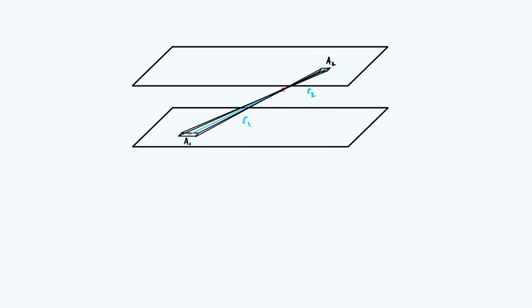So we should make a note of that. That's going to be a key point in our argument. Let's call this bottom pyramid P1. Let's call the upper pyramid P2.